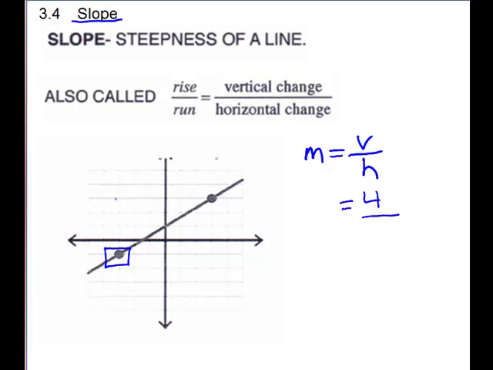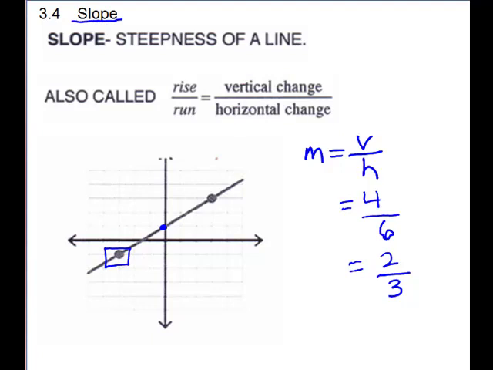From there, to get to the point, we will go across. To the right will be positive, to the left would be negative. 1, 2, 3, 4, 5, 6. So for every 4 units it goes up, it goes across 6. We can reduce it: 2 goes into 4 two times, and 2 goes into 6 three times. So for every 2 units it goes up, it goes over 3, and you're going to hit the line again. That slope will be the same for the entire line.